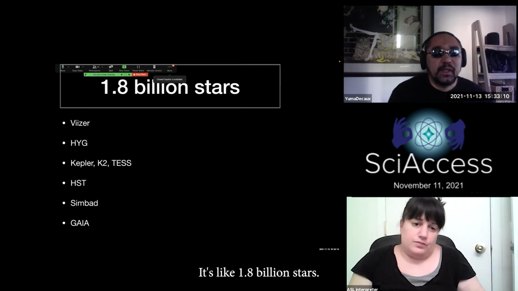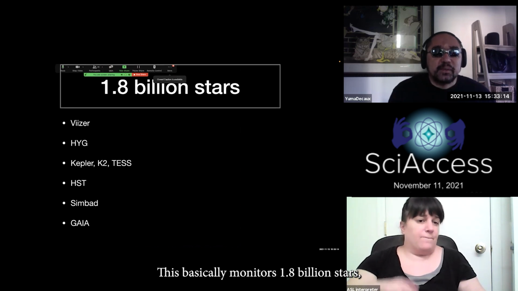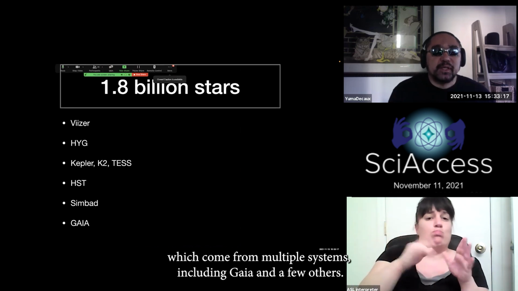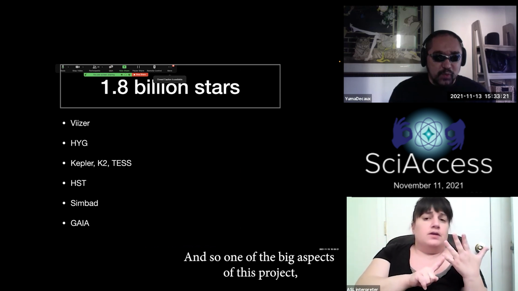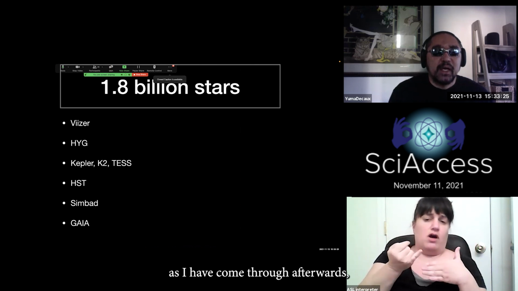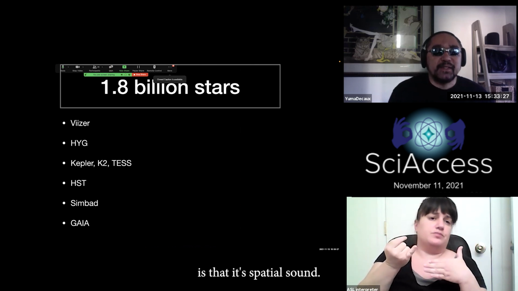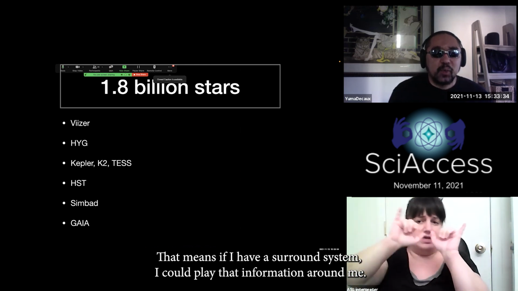Slide 8. 1.8 billion stars. This app basically monitors 1.8 billion stars, which come from multiple systems, including Gaia and a few others. And so one of the big aspects of this project, as I have come through afterwards, is that it's spatial sound. That means if I have a surround system, I could play that information around me.